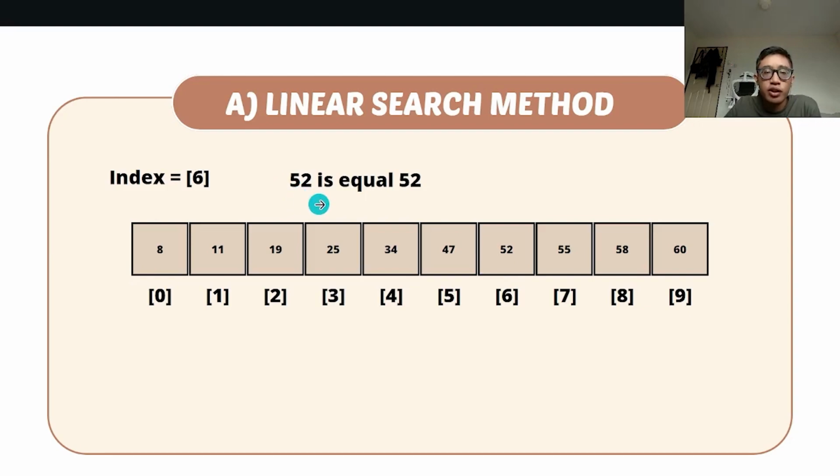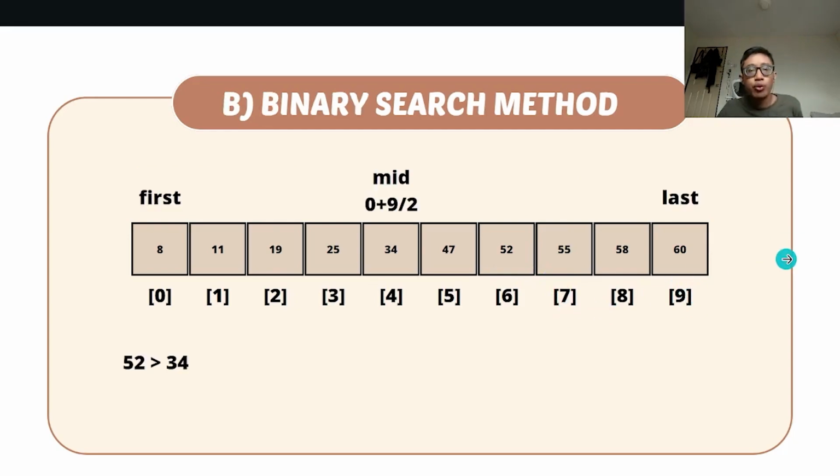So 52 is equal to 52. After we find 52, the linear search method stops here and does not continue to indexes 7, 8 and 9. Now we move to the next question, which is the binary search method.